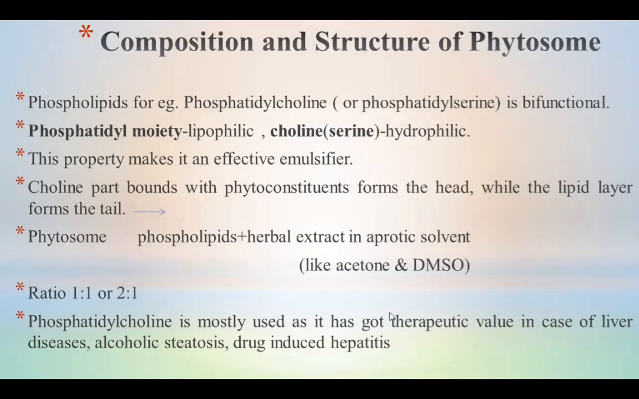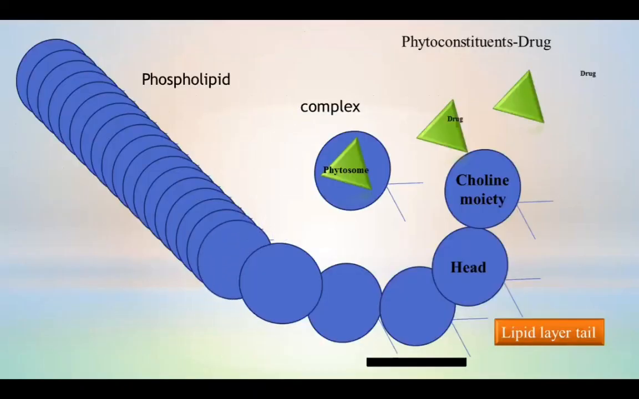For better illustration and understanding about the phytosome, it's known as phytomedicine. We should know the composition and structure of phytosome. Phospholipids, for example phospholipid of natural origin, such as phosphatidylcholine or phosphatidylserine, are bifunctional. The phosphatidyl moiety is lipophilic. The choline moiety is hydrophilic. The hydrophilic moiety and lipophilic moiety work differently.